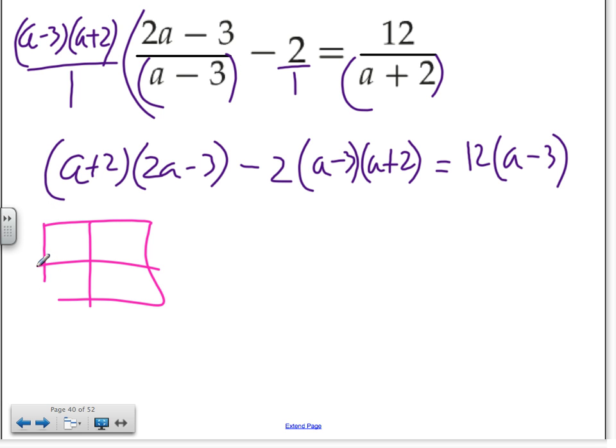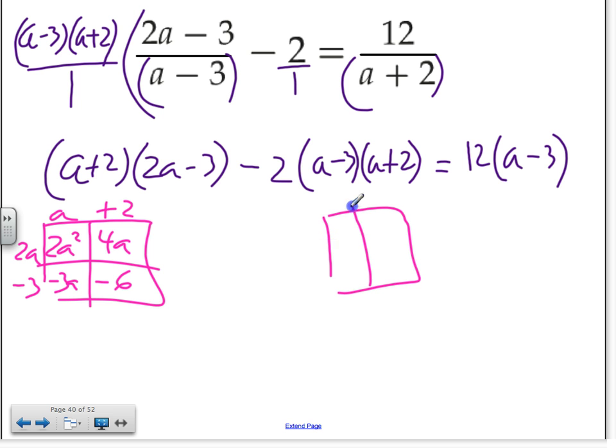You put it outside or inside? Outside. So a plus 2, 2a minus 3. And when you multiply it, I'm just going to do it quickly for you here. 2a squared, 4a, negative 3a, and negative 6. And I'm going to do this same box over here too. I have a minus 3, a plus 2: a squared, minus 3a, 2a, and negative 6.